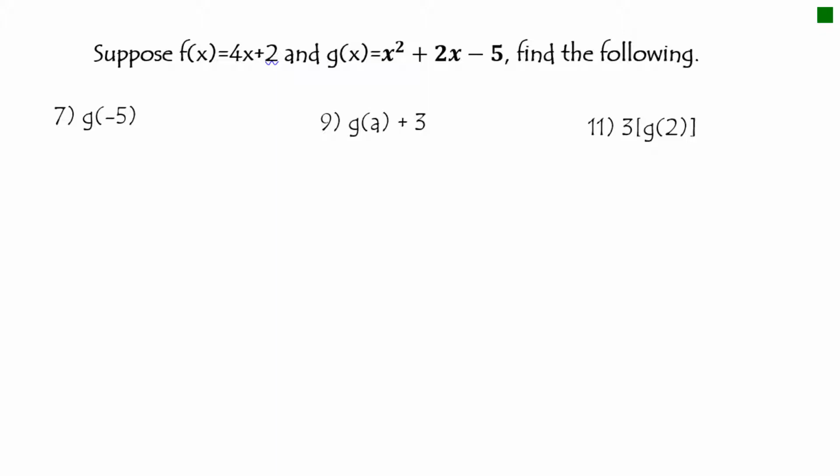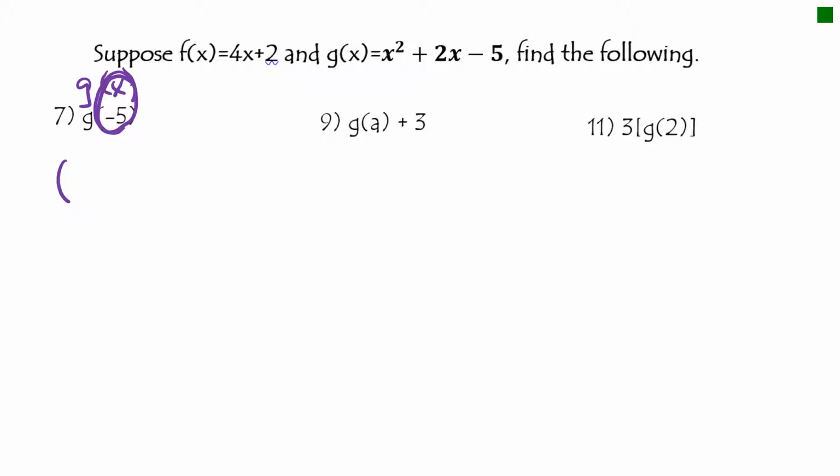Apparently we're doing only the G function on mine. If you notice, my numbers are 7, 9, 11. These are odd. That means your tomorrow Follow Me video is going to be the even numbers. So instead of G of x, I have G of -5. X and -5 are in the same place.